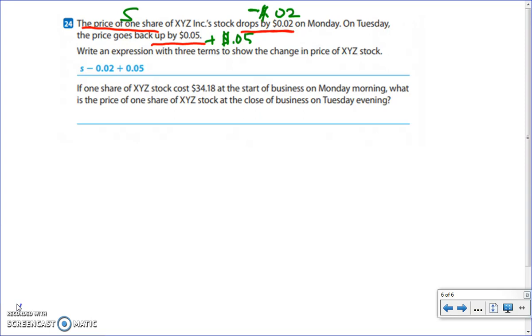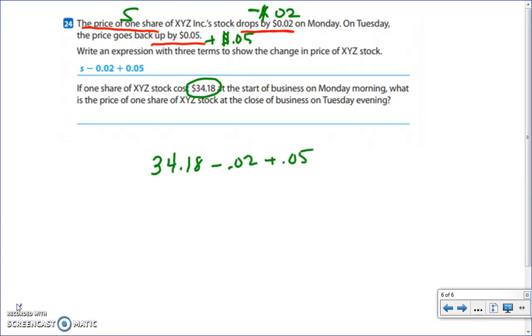It says that if 1 share of XYZ stock costs $34.18 at the start of business on Monday morning, what is the price of 1 share of XYZ stock at the close of business on Tuesday evening? So it looks to me like instead of using the letter S, what we really have is this much money is how much it's worth right now. So instead of just S, I'm going to take out S and put in $34.18 minus 2 cents plus 5 cents.